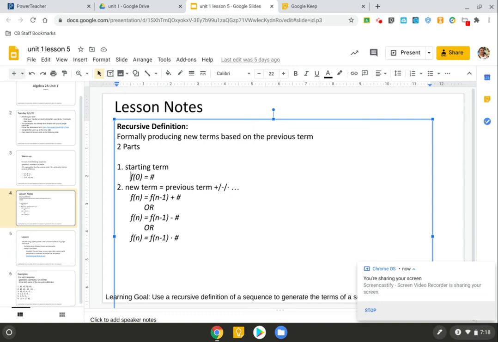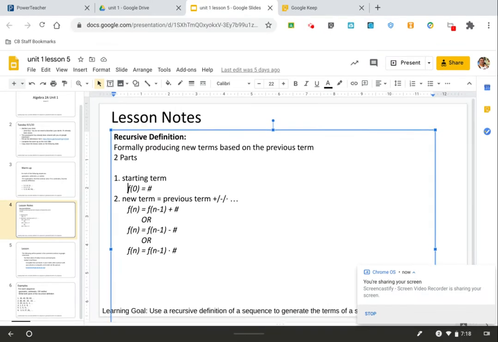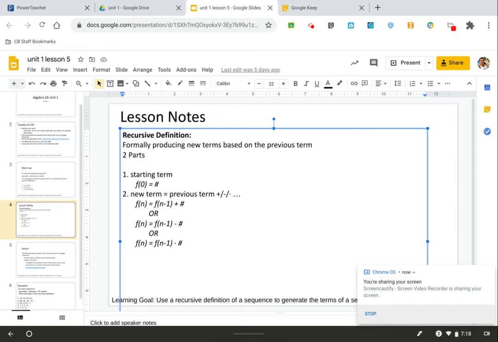All right, so today we are looking at Unit 1, Lesson 5, and our focus for today's lesson is something called the recursive form, or the recursive definition, of a sequence. The recursive definition is essentially a formal notation that we use for a sequence that says how we produce a new term based on the previous term.